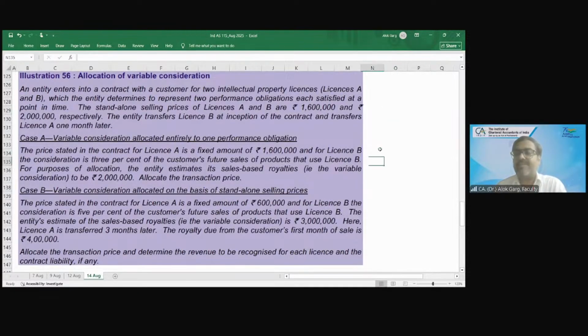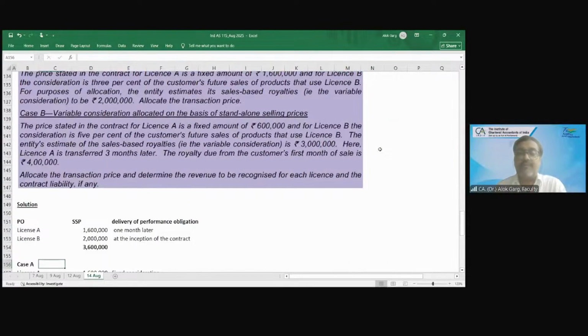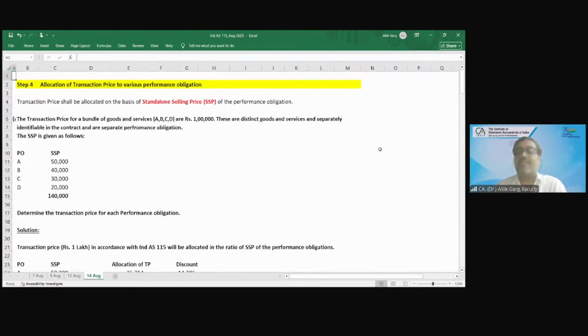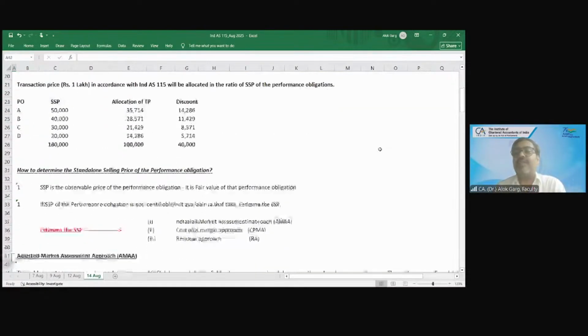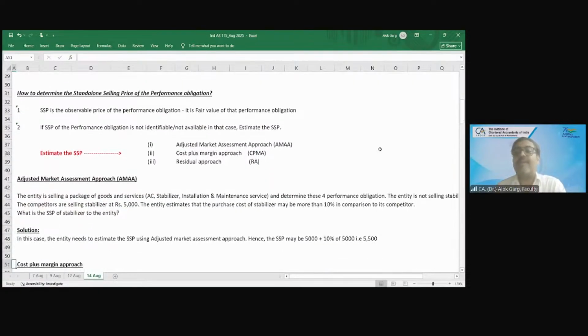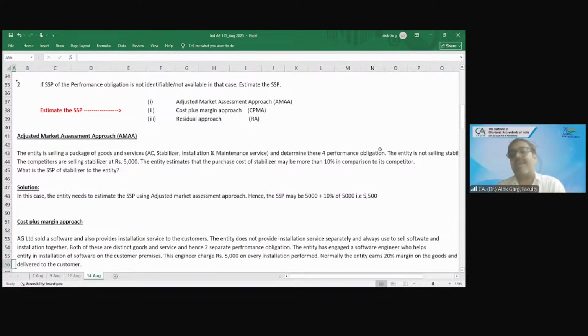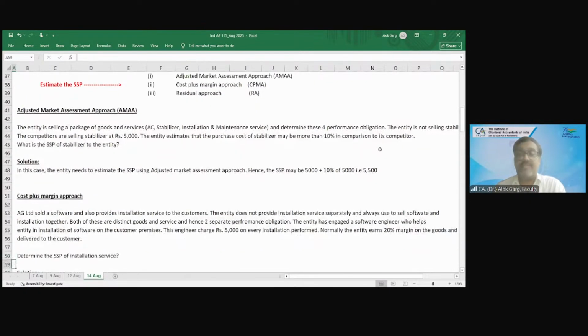Any other question, friends? So friends, we started our journey today with the fourth concept of transaction price, which is consideration payable to a customer. And then we moved to the allocation of transaction price to various performance obligations. It has to be allocated on the basis of the standalone selling price of the multiple performance obligations, right? And if you don't know the standalone selling price, you need to estimate it by using the AMMA approach, CPM approach, and RA approach: adjusted market assessment approach, cost plus margin approach, and residual value approach.